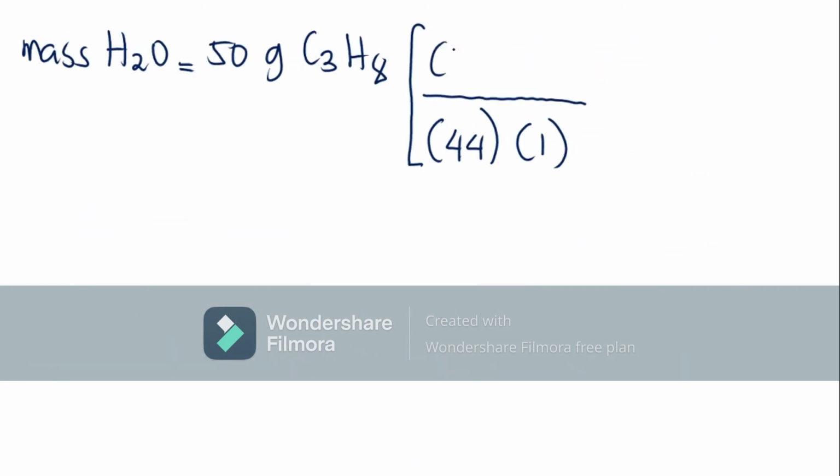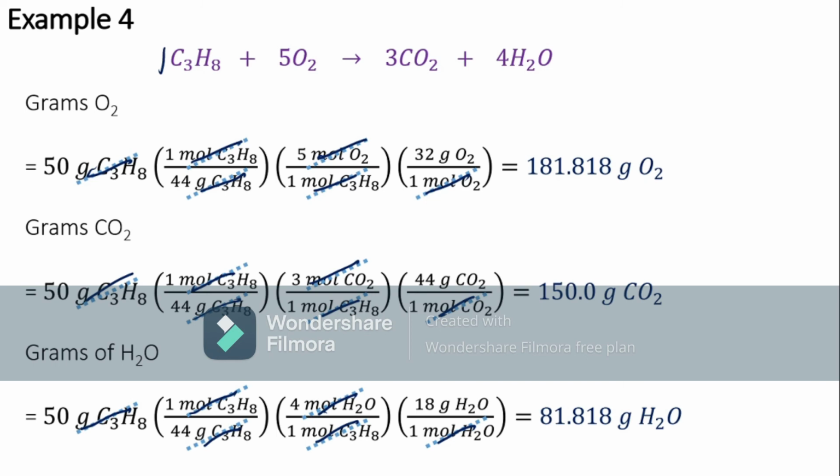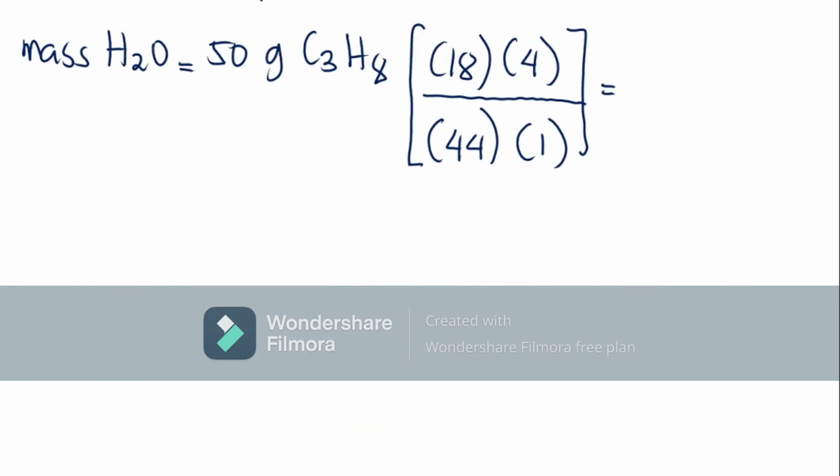So, 18 gram per mole, then times 4 for the coefficient. Okay. So, simplify this one. So, this is 50 times 18 times 4 divided by 44 divided by 1. So, we will have 81.818 grams of H2O. Okay? So, that's how you compute for the mass of H2O, mass of CO2, and mass of O2.